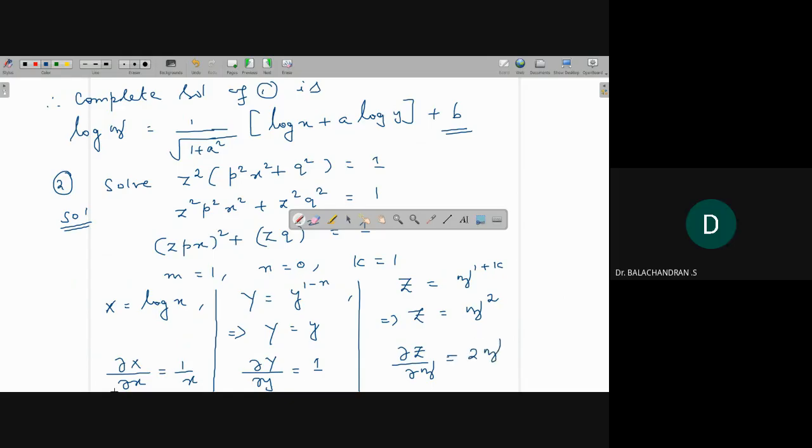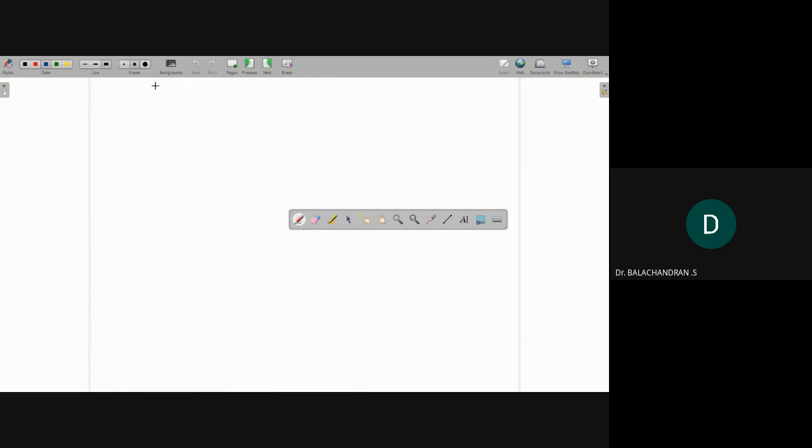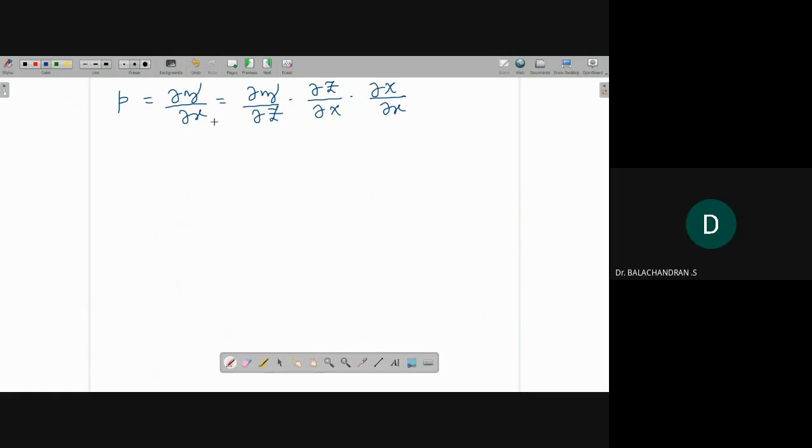After finding this value, here I'm using capital X, capital Y, capital Z. Next, partial derivatives. What is the partial derivative? Small p equals dou z by dou x. We are using all of them. So first, dou small z by dou capital Z into dou capital Z by dou capital X into dou capital X by dou small x. Okay, that's all.